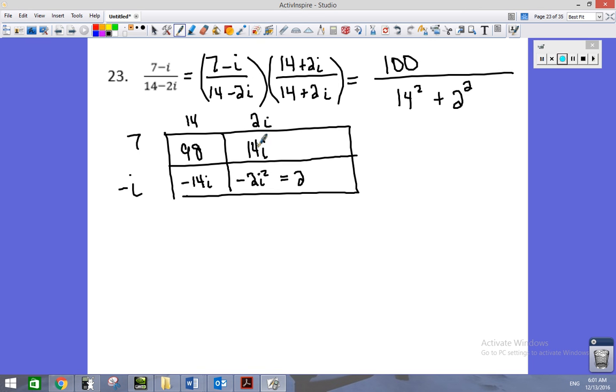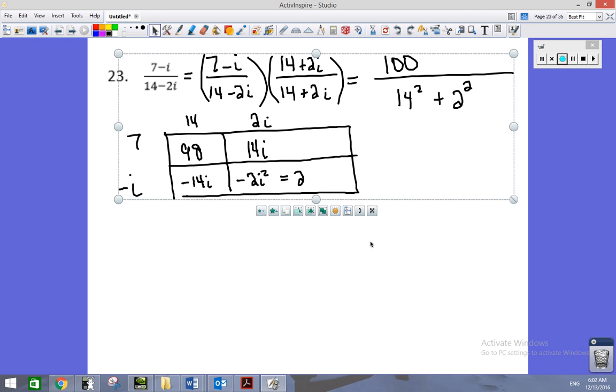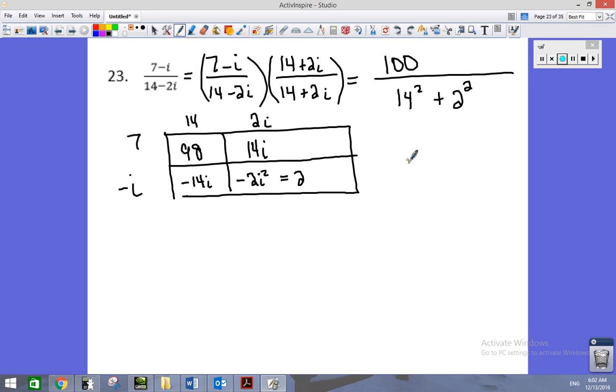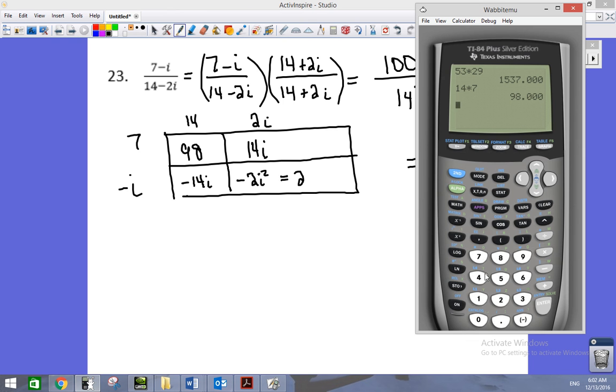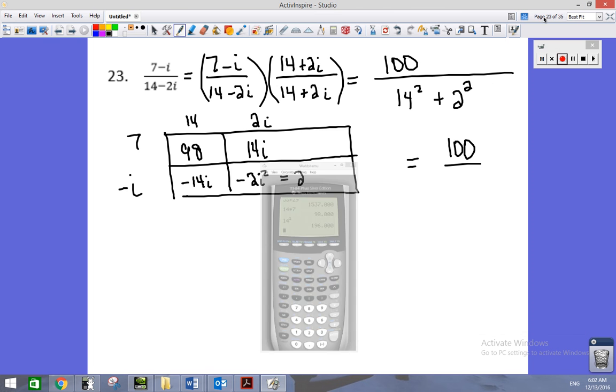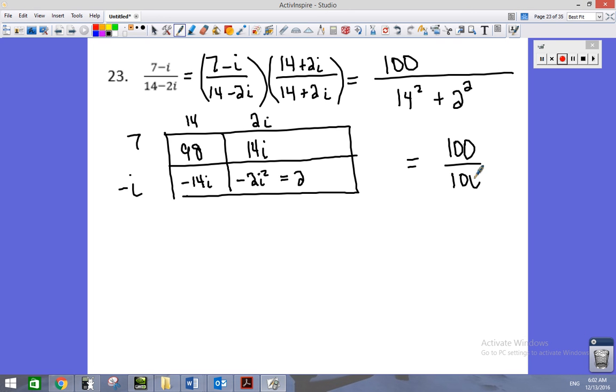The negative 14i and positive 14i cancel each other out. All right, that will let me shrink it up. 14 squared is probably 196 plus 4 is 100. Let's check. I think 14 squared is 196. Yeah. So this guy is just equal to 1.